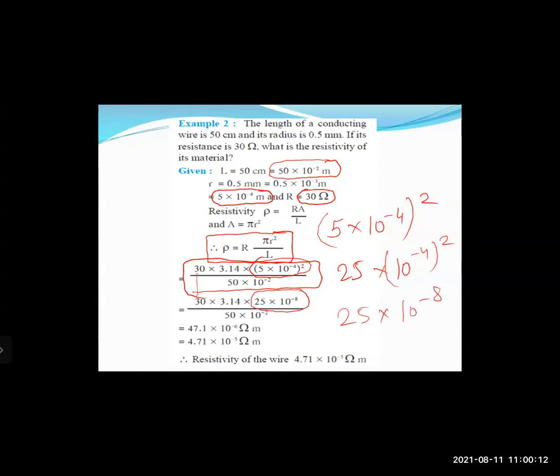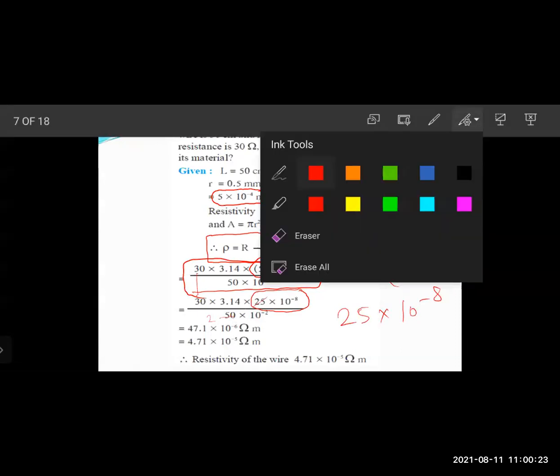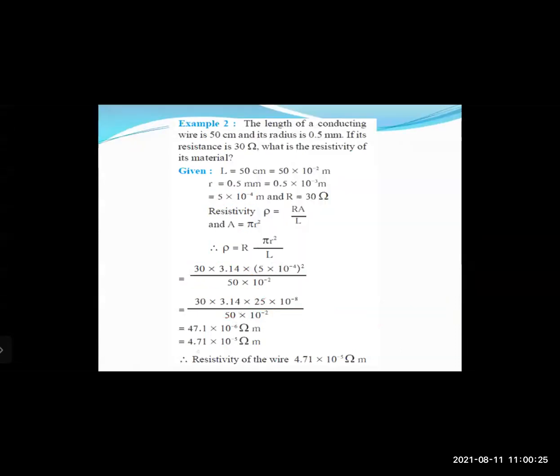And then you can just do the simple multiplication and division. So you have 25, so this will be 2 here at the bottom, and then you can go on solving. So the final answer that we get is what? 4.71 into 10 raised to minus 5 ohm meter. So the unit for resistivity is what? Ohm meter.